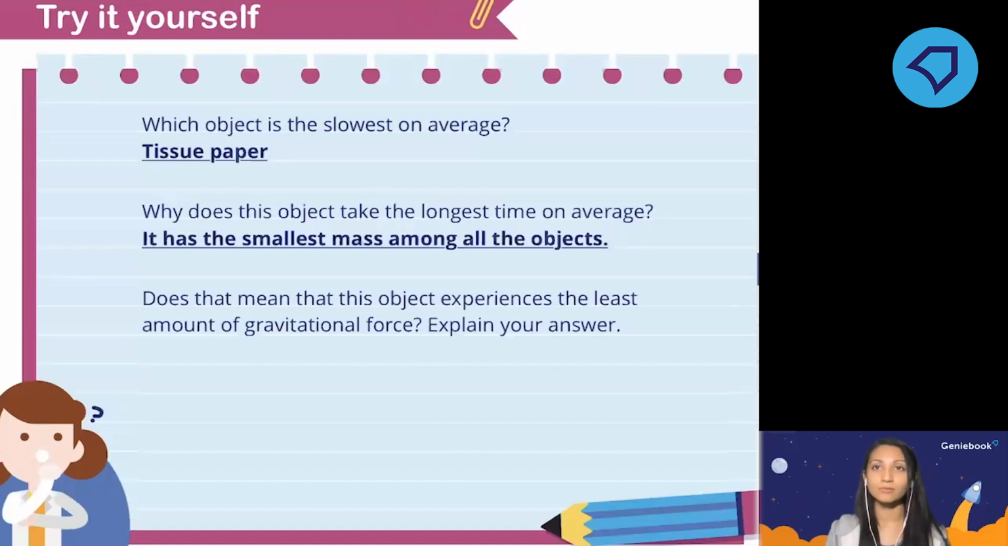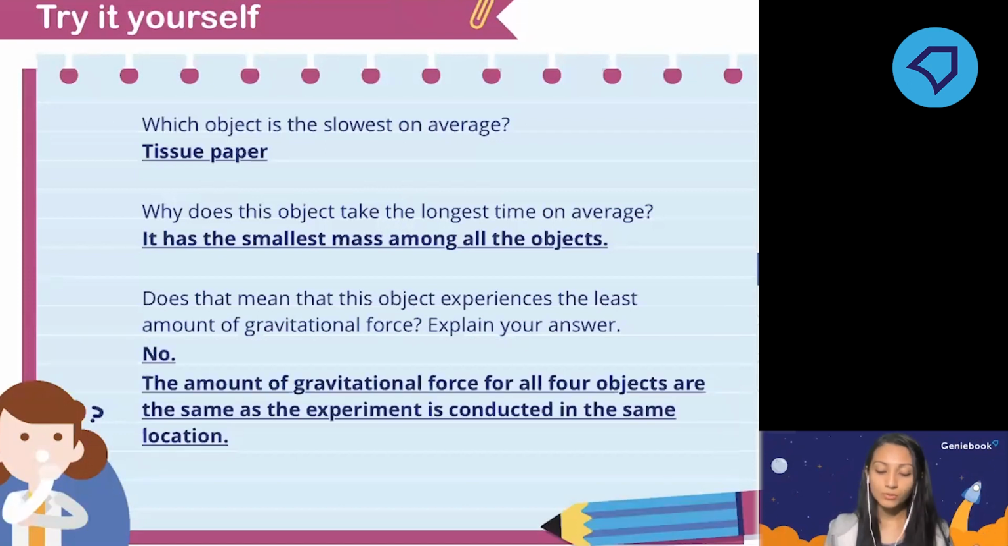The Earth cannot decide. The Earth cannot tell you, I want a lot more gravitational pull on my laptop, and I want to give less on the tissue paper. No, that's not how the gravitational pull works. It will be the same for all objects in the same location. So you can't say that the tissue paper experiences the least amount of gravitational force. It's not true. That's a misconception.